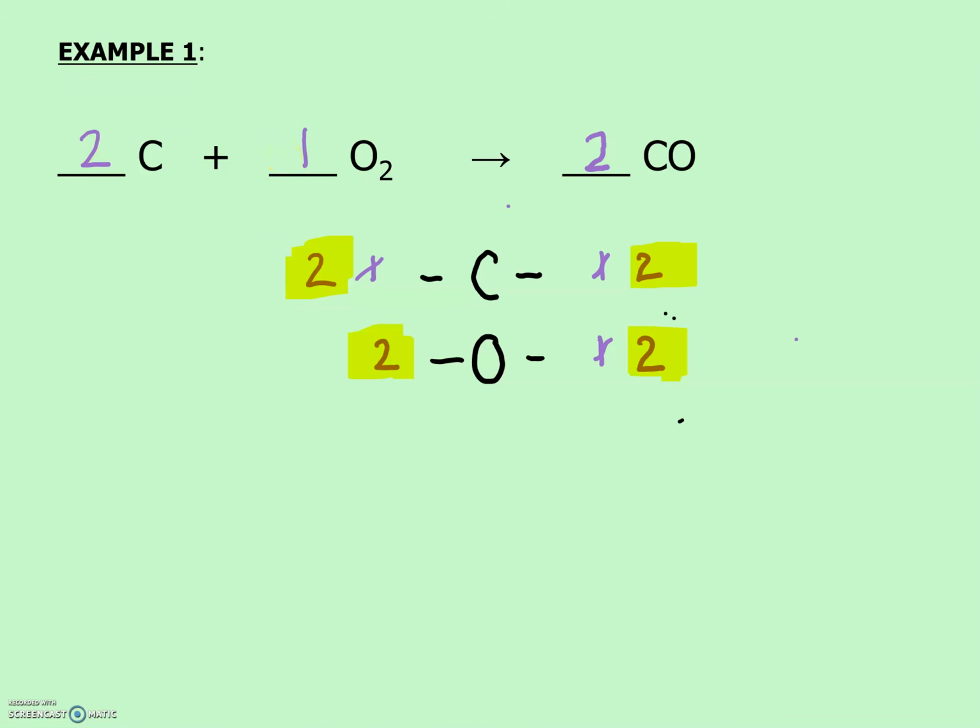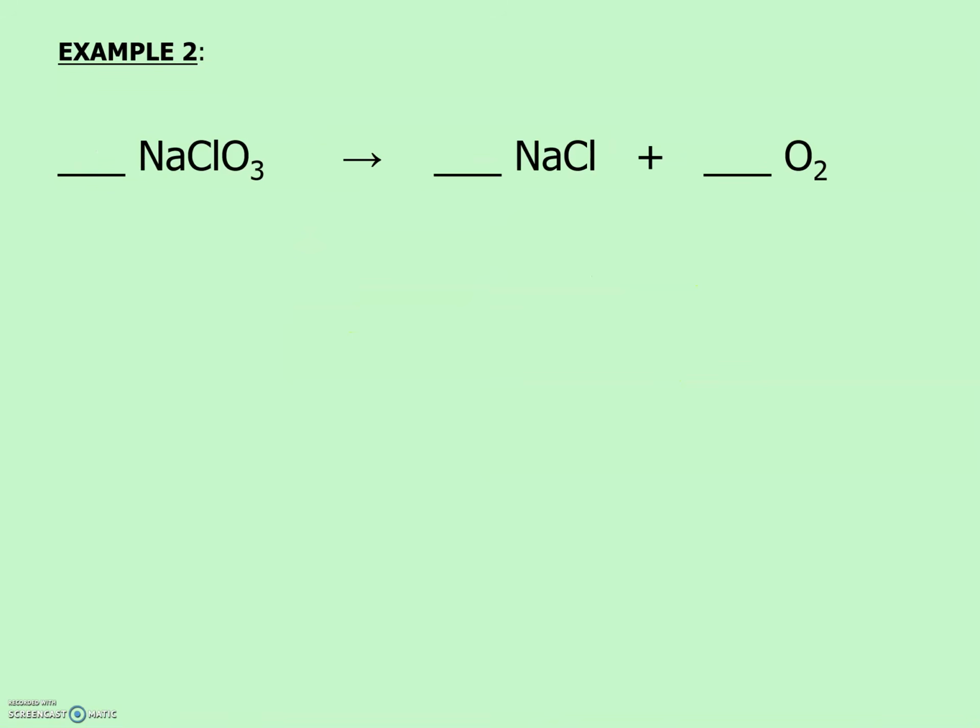So let's go ahead and try the same thing for example 2. So in example 2, we have our sodium, we have chlorine, and we have oxygen. Now again, just writing them beneath the arrow is just our way of organizing the information. If you find another way that works for you, that's totally fine.